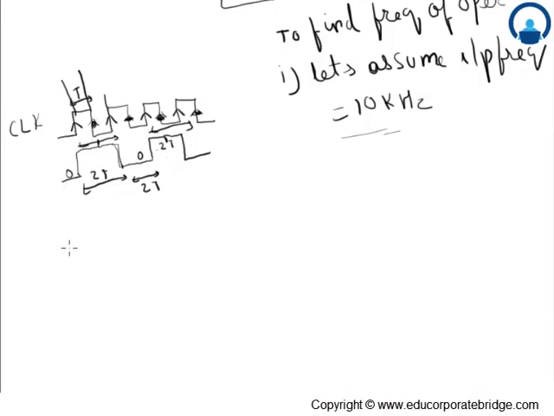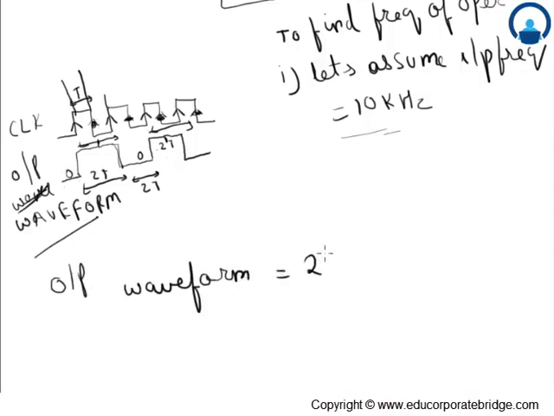Since both the inputs for JK are 1 1, the output toggles on positive edge. Let T be the time period, as I have told, for the clock pulses. So this is the output waveform of JK. The output waveform is 2T, where T is the time period.